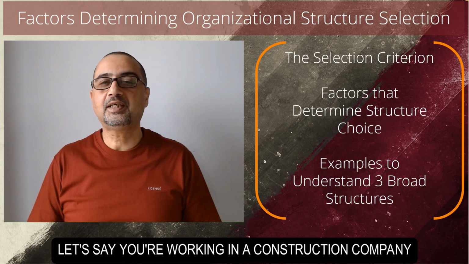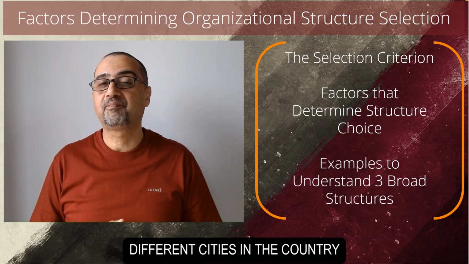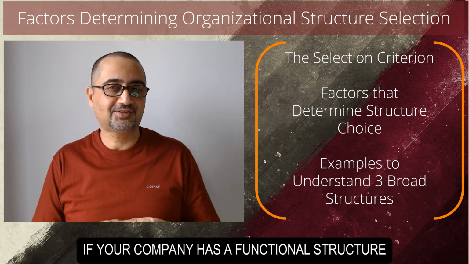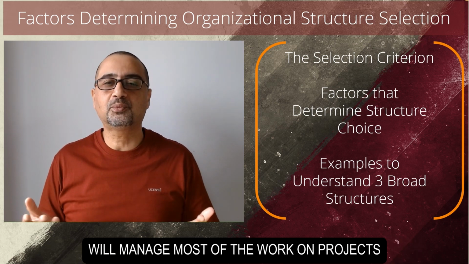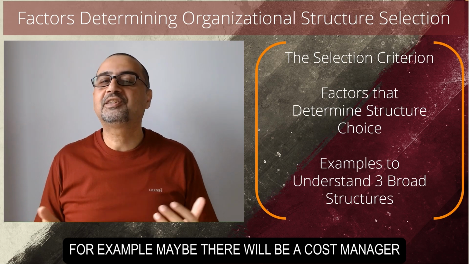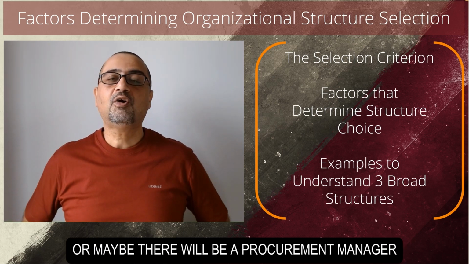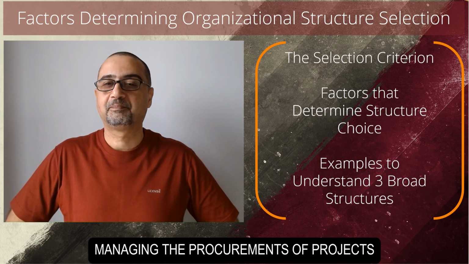Let's say you're working in a construction company and you have projects in various different cities in the country. If your company has a functional structure, the functional managers working in the head office will manage most of the work on projects. For example, maybe there will be a cost manager managing the budgets of the projects, or maybe there will be a procurement manager managing the procurements of projects.